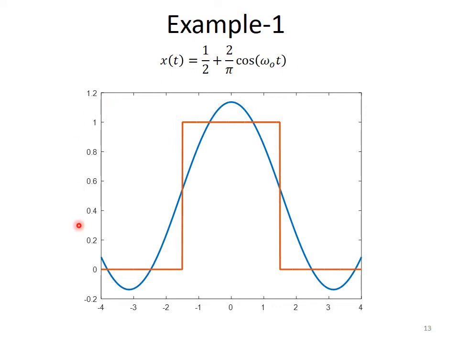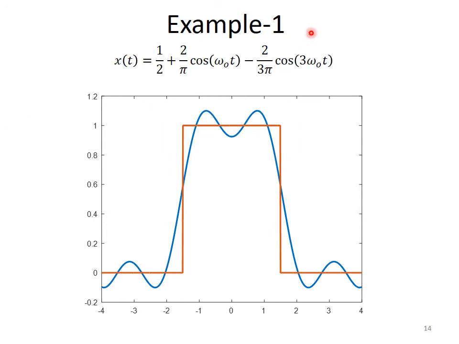Now the one in the orange color is the actual rectangular pulse, and x of t here is an approximation of it, the one in blue. The approximation includes the DC component, which is 1 upon 2, and the fundamental frequency component, which is 2 upon pi cos omega naught t. So you can see the approximation is not very accurate. If we keep adding terms, we will see that the accuracy of the approximation keeps increasing.